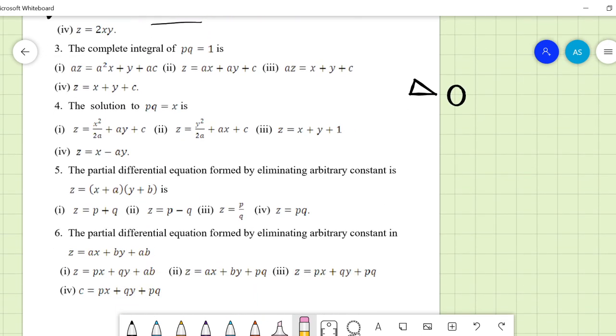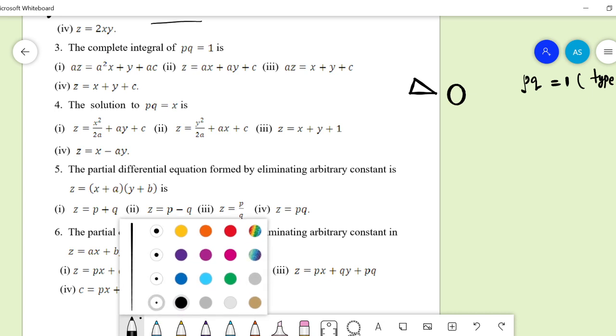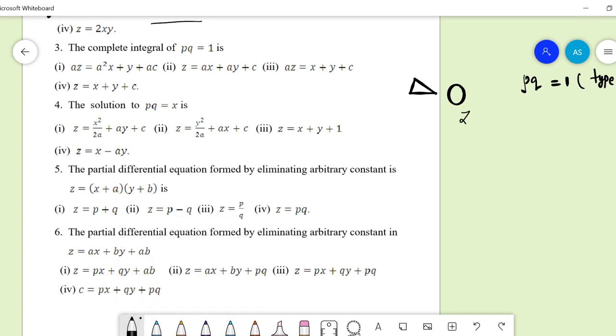Question number 3. The complete integral of pq equals 1. Again this is type 1. For type 1, z equals ax plus by plus c be the solution. So when you differentiate z with respect to x, which will be p, p equals a and q is equal to b. Now substitute our p and q values in pq equals 1. So ab is equal to 1.